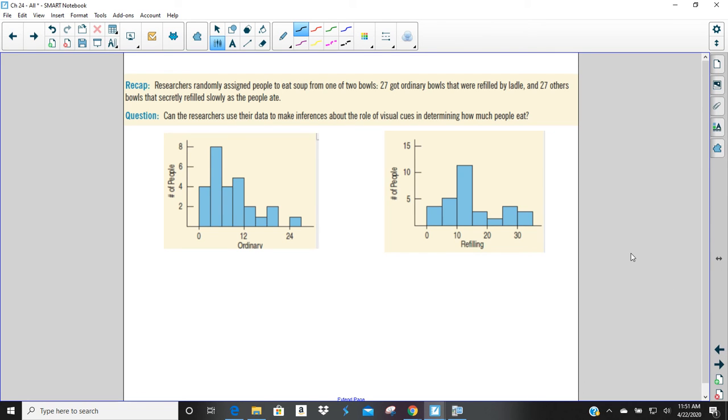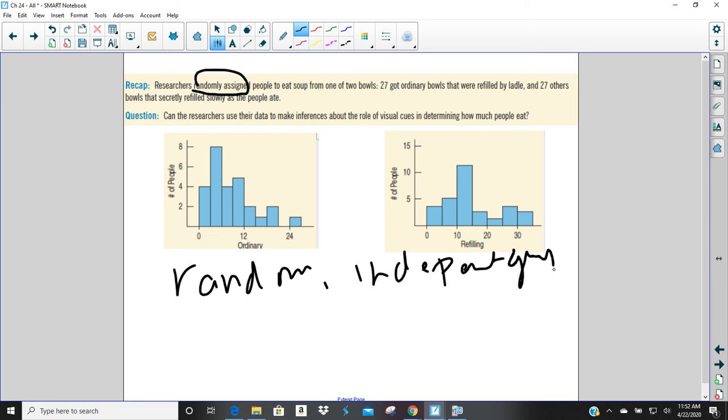So let's look at the two histograms here for the bottomless soup and the ordinary soup bowls. We have 27 for ordinary, 27 for the refillable. Can the researchers use their data to make inferences about the role of visual cues in determining how much people eat? So it says it's random. Okay, it's random. We can say that the groups are independent of each other. We have the ordinary bowl and we have the refillable. They're not the same group, right? So that's independent. So I should write these down. Random, independent groups. We don't have to talk about less than 10%, but certainly it is of the population.